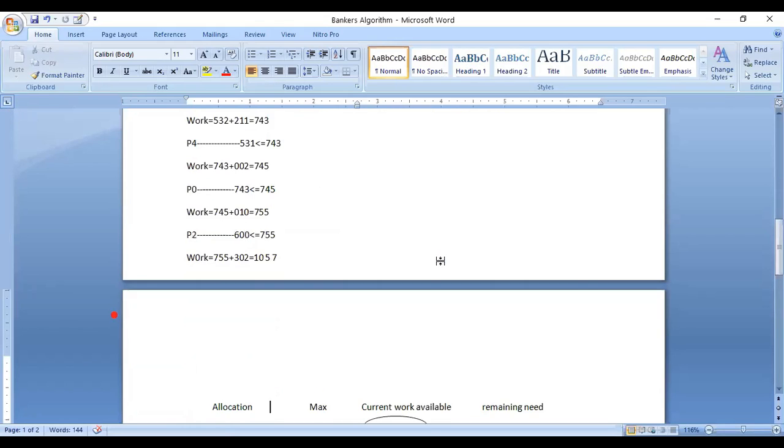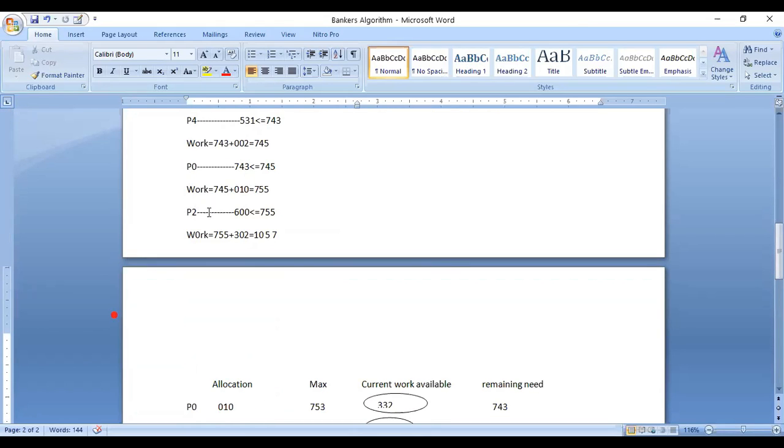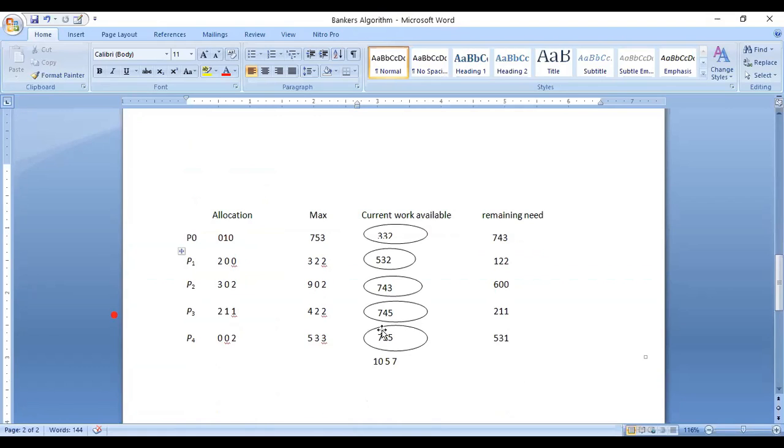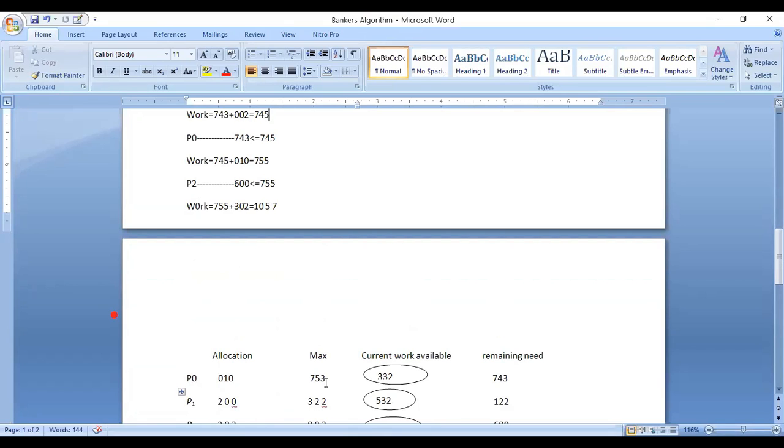And the last one is P2. So what is the need for P2 execution? 600. And the work available, we have to update 745 with 755, because the previous calculation gave 755. That is 600 is less than or equal to 755. Yes, condition is true. 6 is less than or equal to 7, condition is true. 0 is less than or equal to 5 and 0 is less than or equal to 5, condition is true.